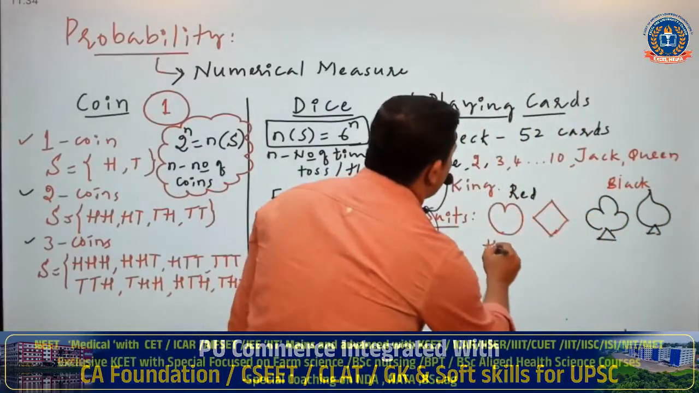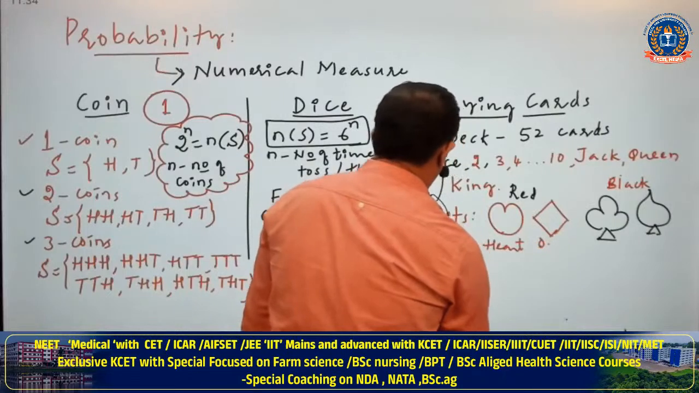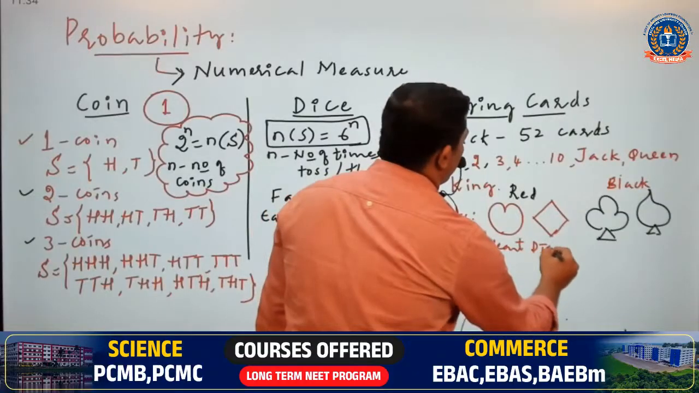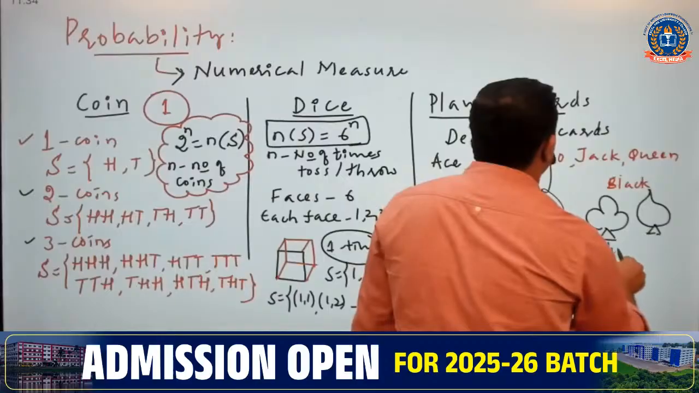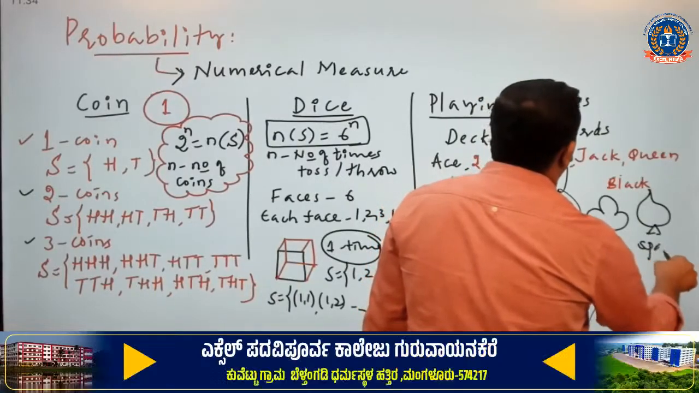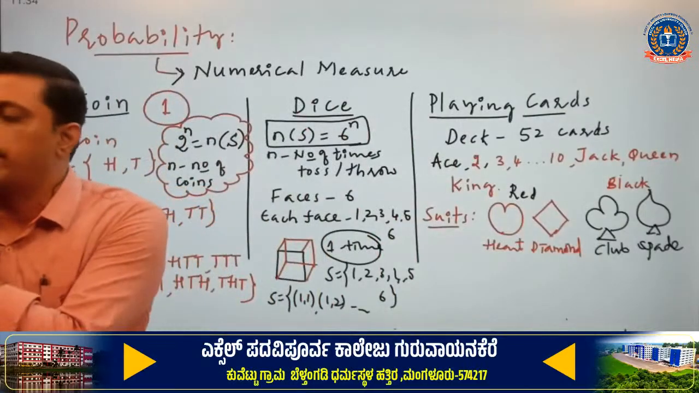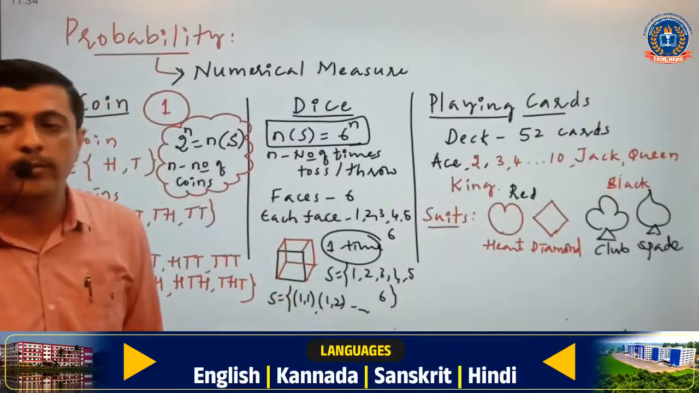This is a heart, diamond, and this is a club and the spade. Okay, so these are the 4 types of cards. Each having 13, automatically the total will be 52.